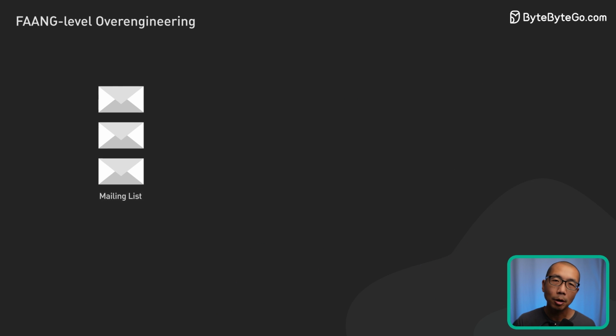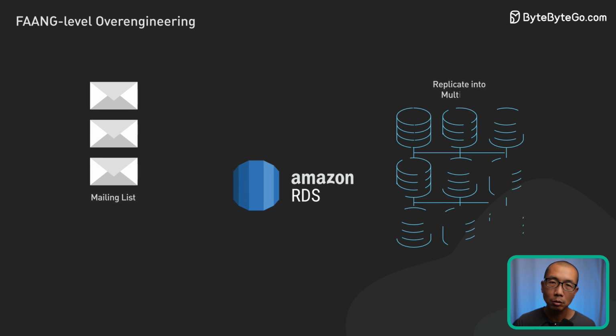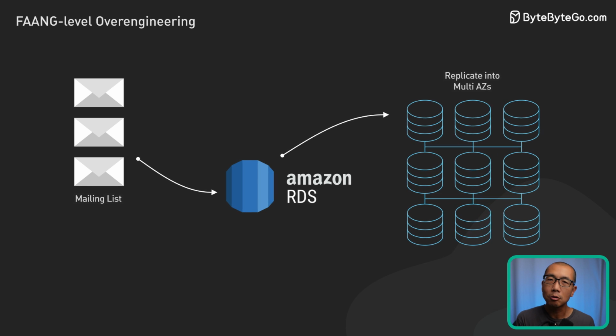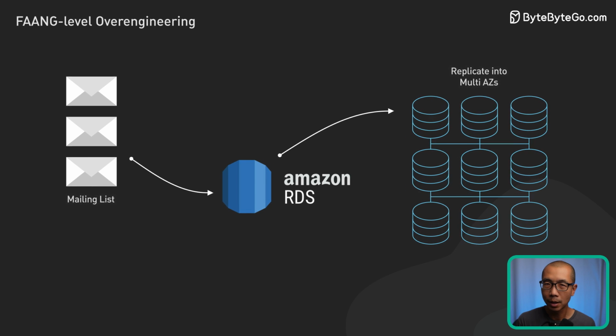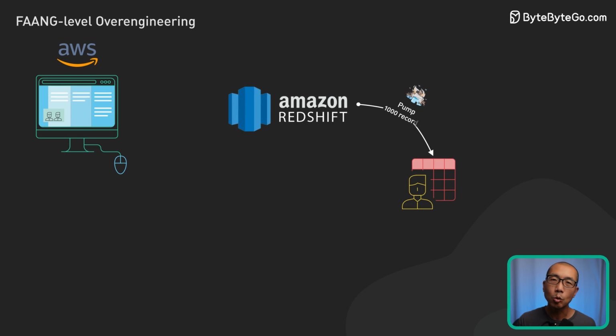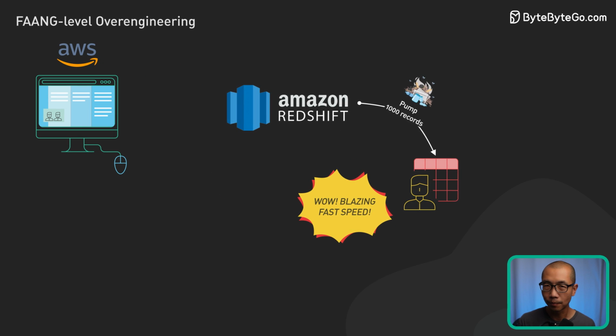Then go ahead and set up RDS Postgres for relational data like your mailing list. Don't forget to replicate across multiple AZs. And Redshift too. Your 1,000-row Excel sheet will query blazingly fast now.